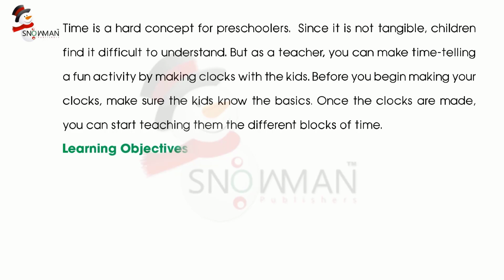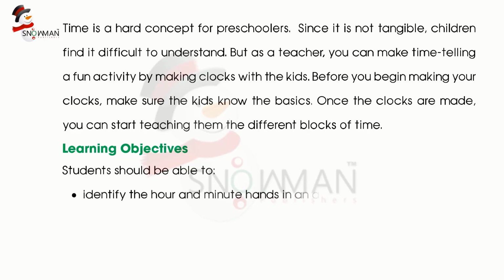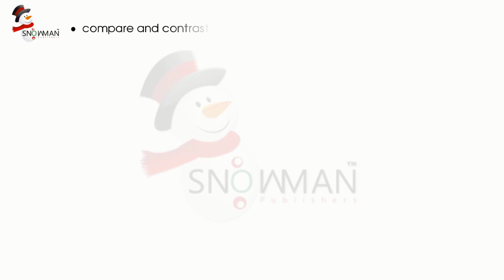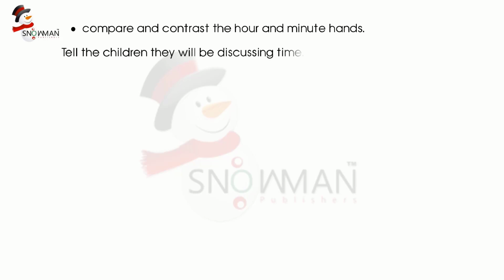Learning objectives. Students should be able to identify the hour and minute hands in an analog clock, tell the time to the hour, define the characteristics of an analog clock, and compare and contrast the hour and minute hands. Tell the children they will be discussing time.